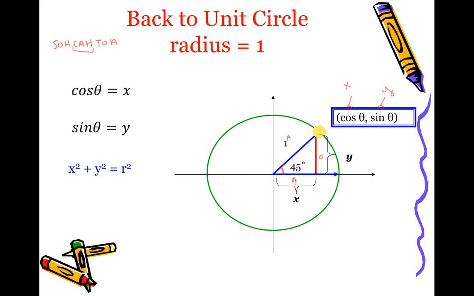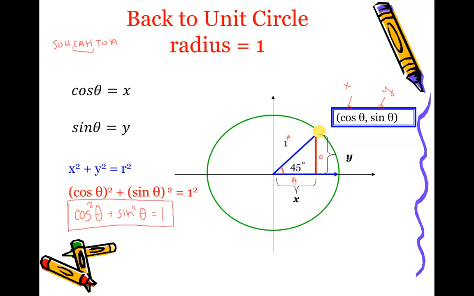Right, so x squared plus y squared is r squared, which means that, oh, we said that x was the cosine of theta. So by substitution, I can say cosine of theta squared plus sine of theta squared equals 1 squared. This will also, and we're going to come back to this a little bit later, can be written as this: cosine squared theta plus sine squared theta equals 1.